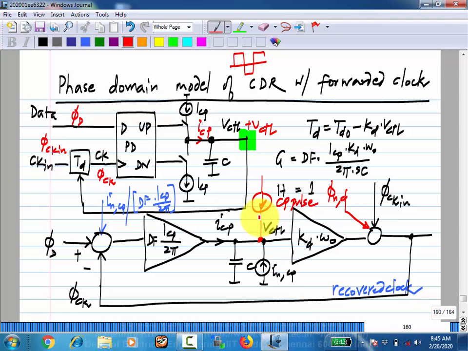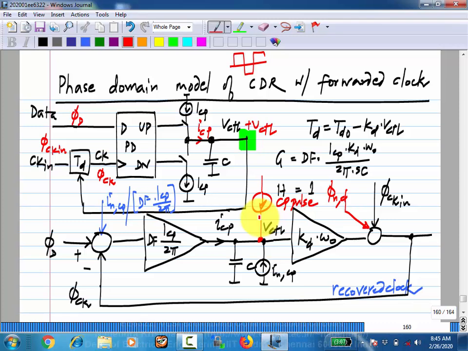Is this okay? So this is to motivate, first of all, deriving the phase domain model, and then there is a need for it. I mean, we don't do it for the sake of doing it, right? Because we want to answer questions like, as a designer, you want to know how big ICP should be, how big C should be, and so on. Now you know from the expressions that these will decide the bandwidth, that is, up to what frequency will the clock track the data.